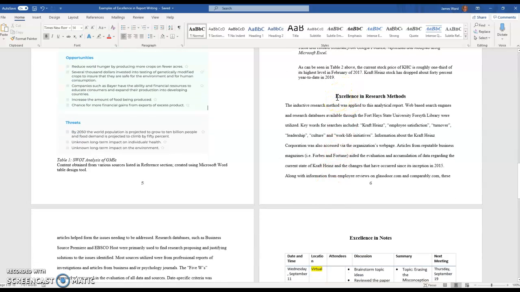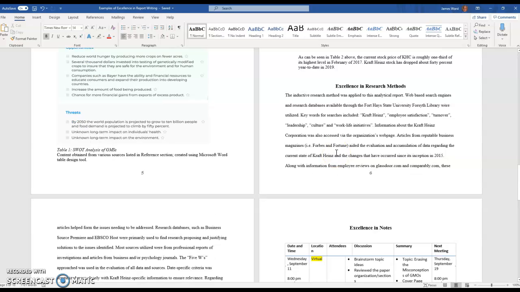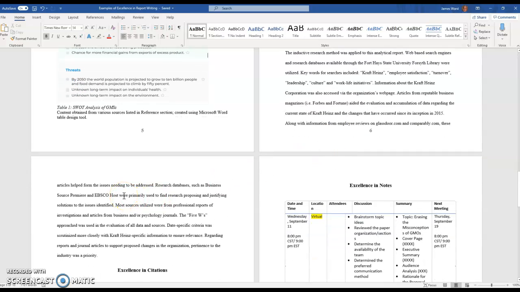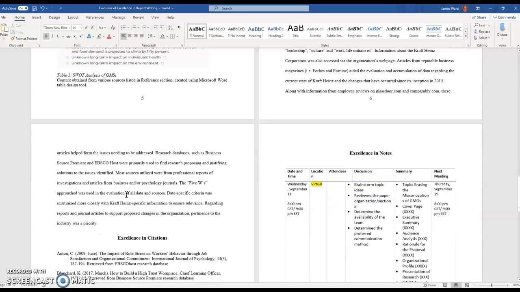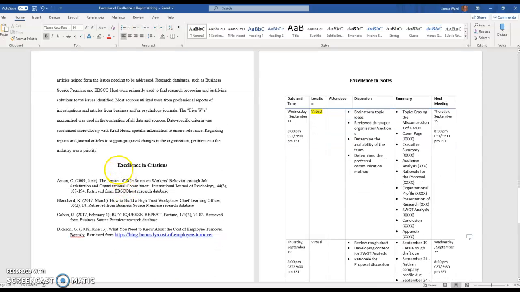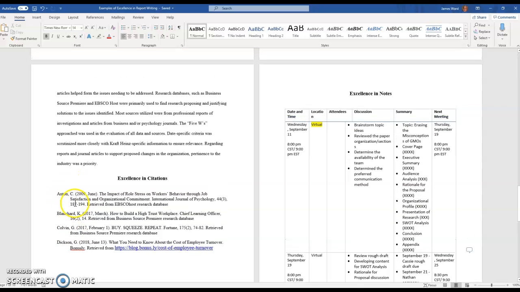This was an example of excellence in research methods. They told us the words they searched. They went to other reputable magazines like Forbes and Fortune. They told us the host that they went and searched for. That's exactly what we should be doing. Citations were APA. Notice that APA is not double-spaced on citations. Nice spacing in between, and it's all formatted like it should be.